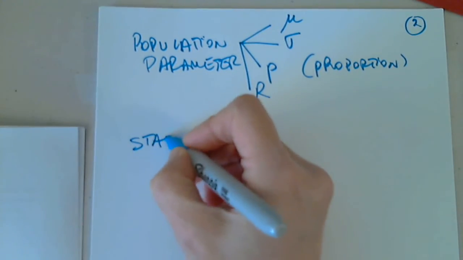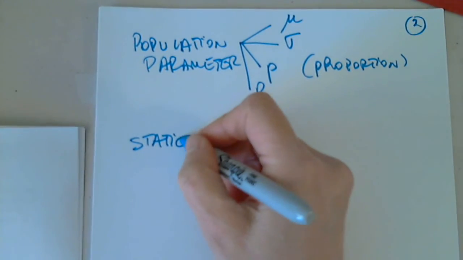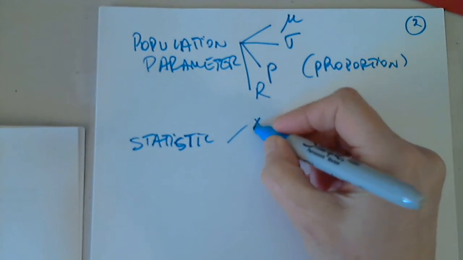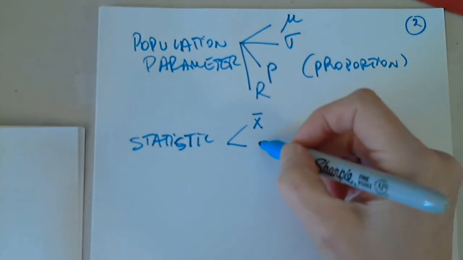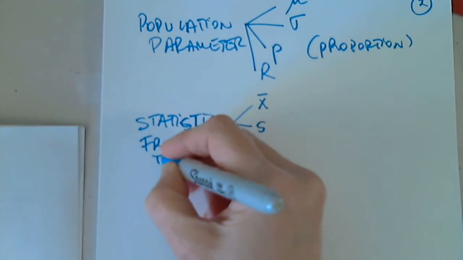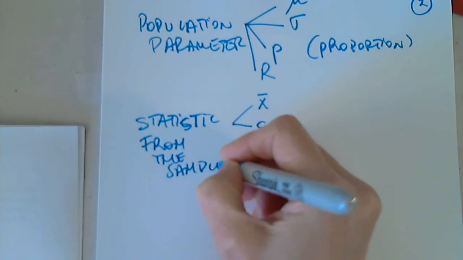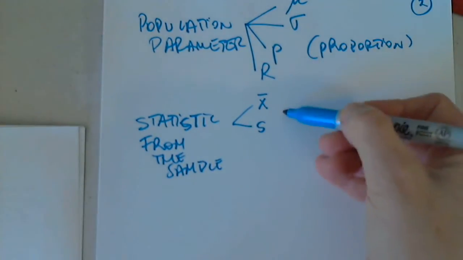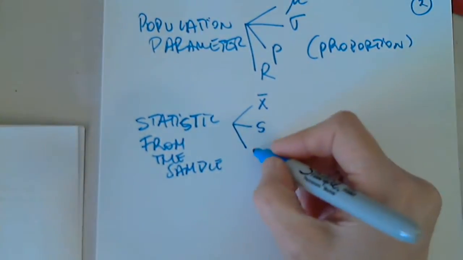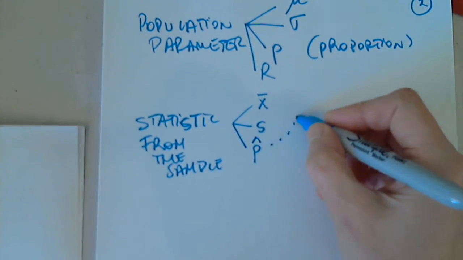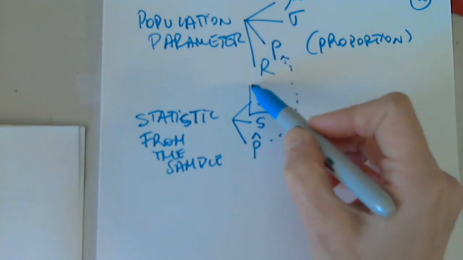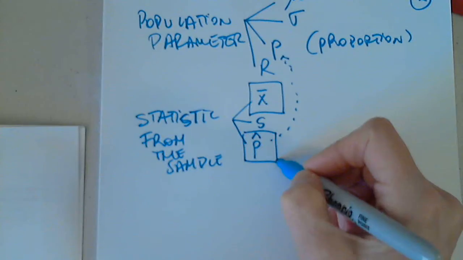Now, we also know that the statistic corresponding to mu will be X bar. For sigma the corresponding statistic will be lowercase s. All these come from the sample, because we want to estimate this using this. We want to estimate this using this. We will be using p hat to estimate p, and so on and so forth. So these are the ones we are going to be focusing on for the rest of the semester.